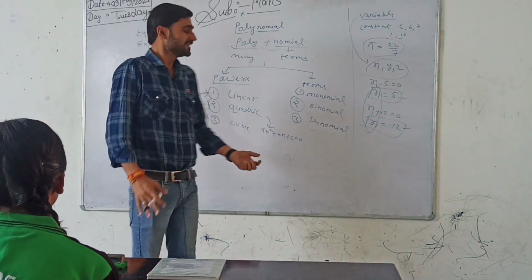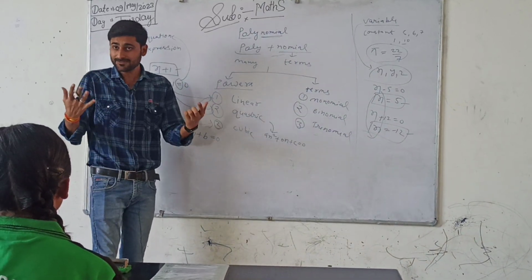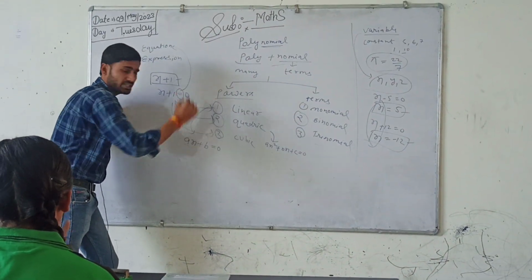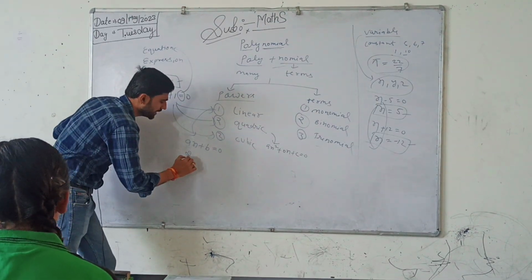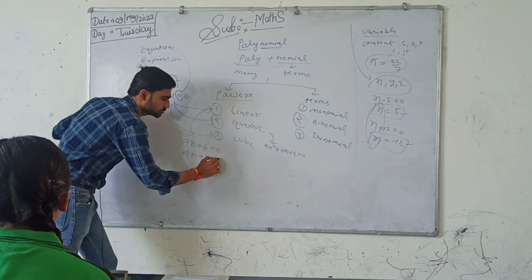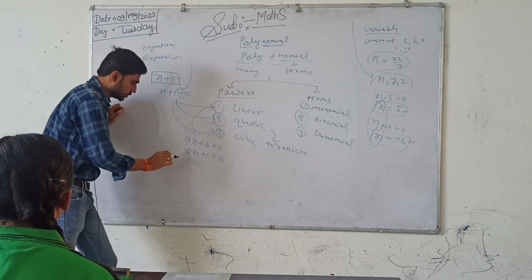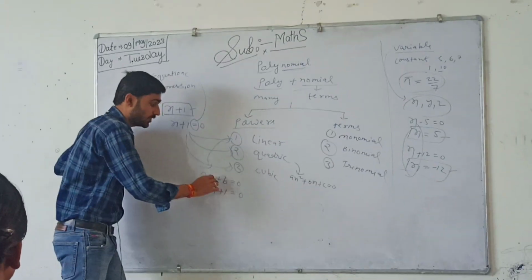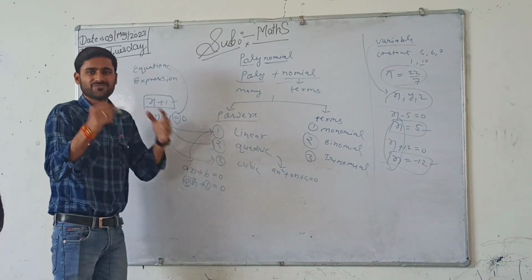We can say that these are the coefficients of the variables. Like if we talk about the linear equation, we can write 2x plus 1 is equal to 0. So 2 is the coefficient of x. If we talk about 1, what is 1 here?